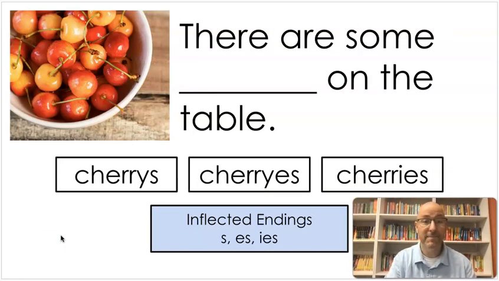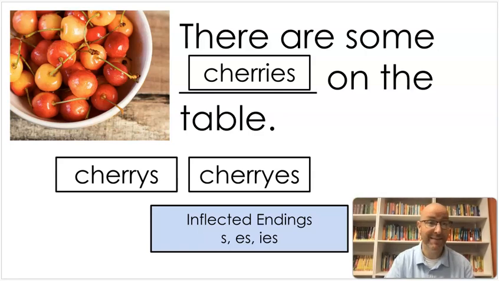And last, there are some blank on the table. Cherries. Now, cherry ends with an RY. What is that rule? We change the Y to an I and we add ES. That's right. So it would be cherries.